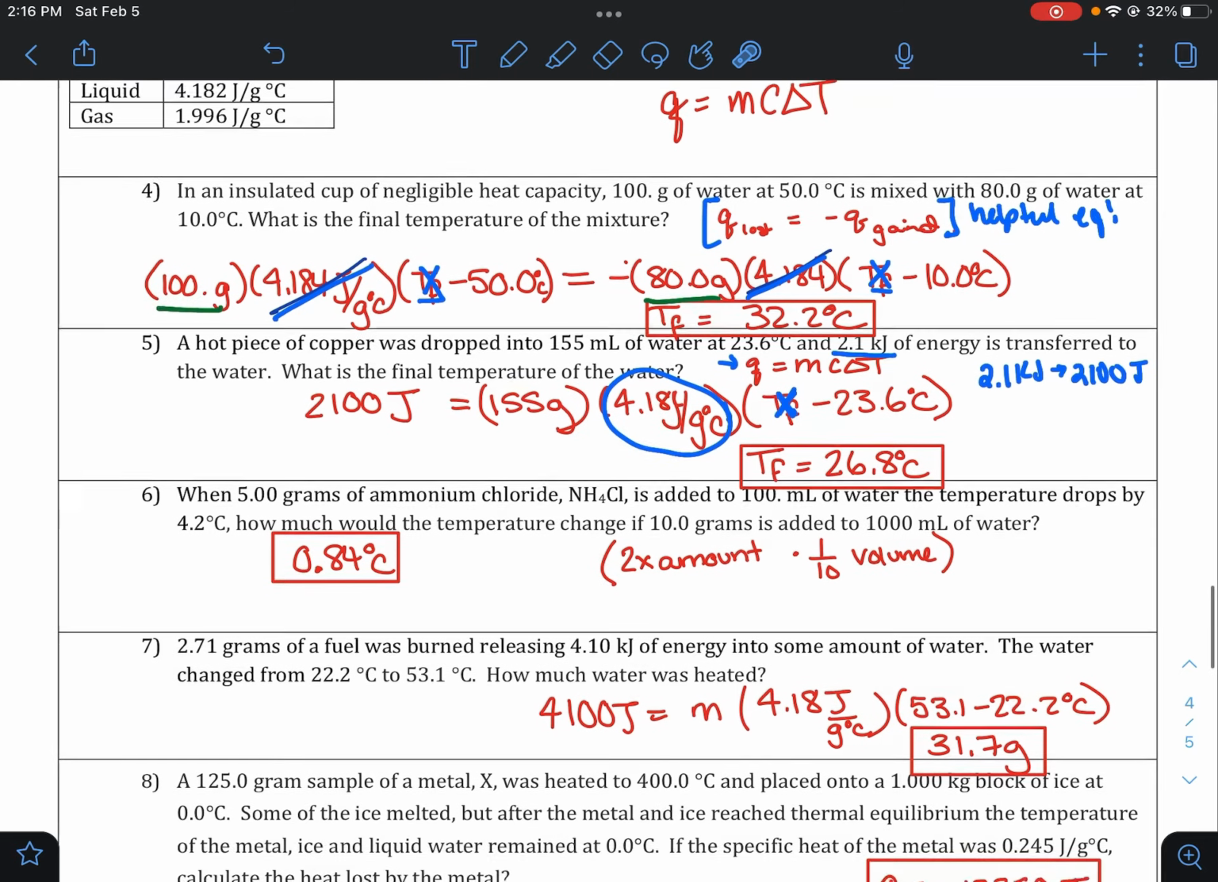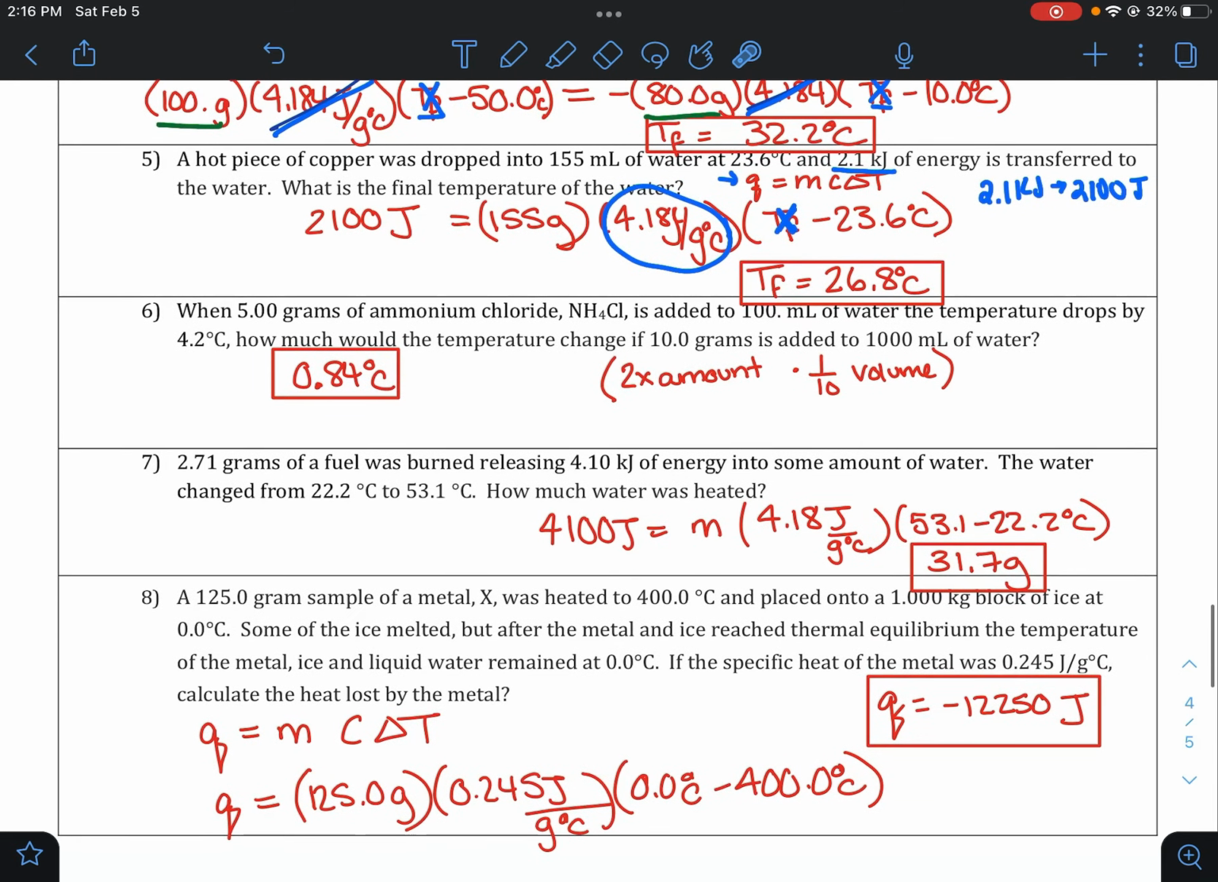Number 6, when 5 grams of ammonium chloride is added to 100 mils of water, the temperature drops by 4.2 degrees Celsius. How much would the temperature change if 10 grams were added to 1,000 mils of water? If we look here from 5 to 10, that's 2 times the amount. And from 100 to 1,000 is 10 times the volume.